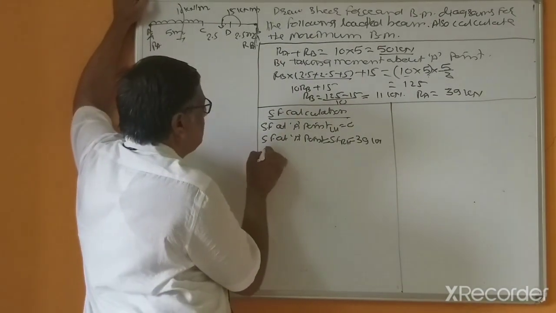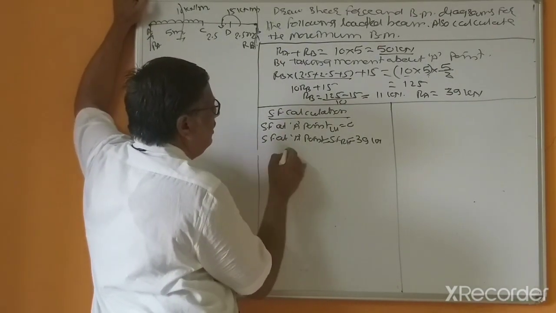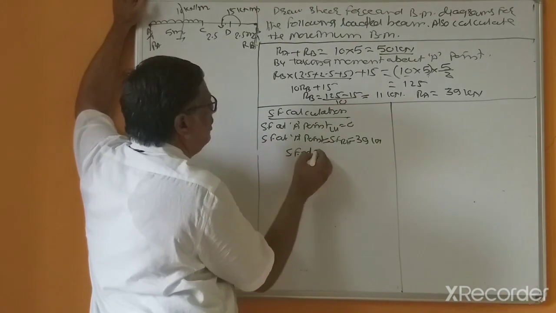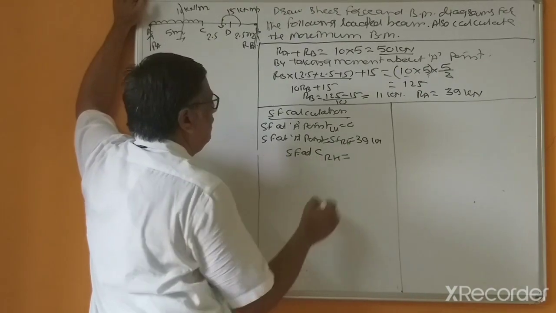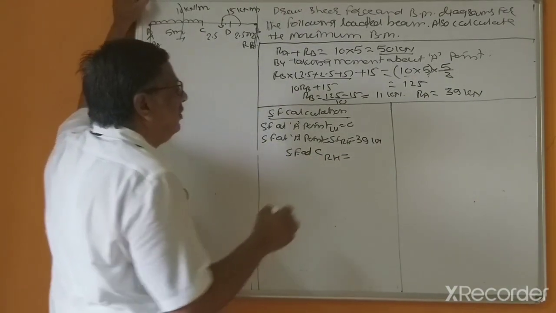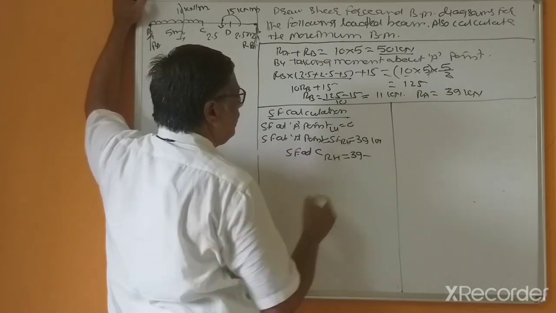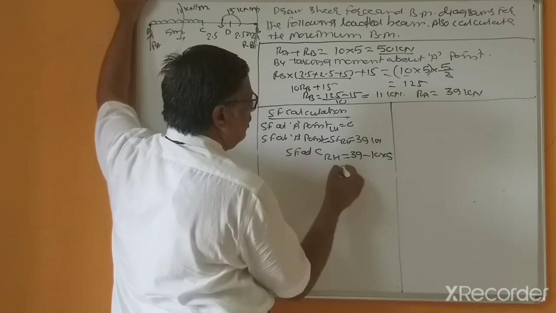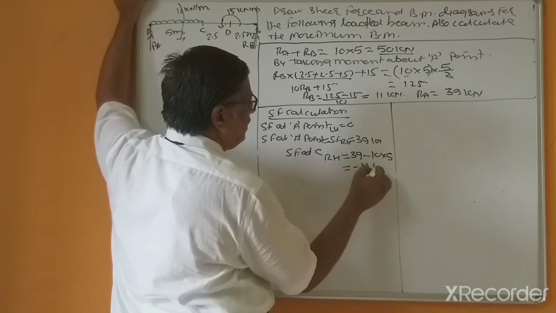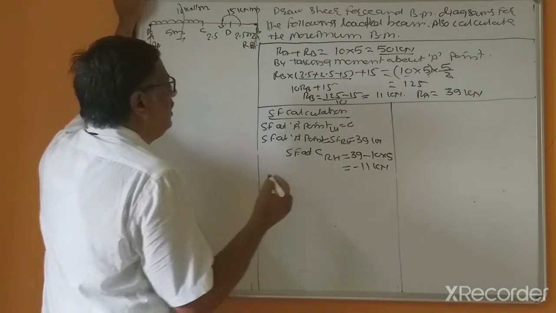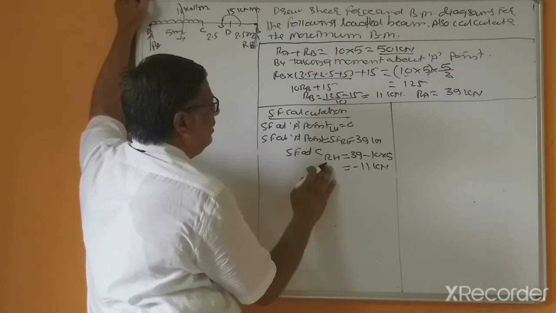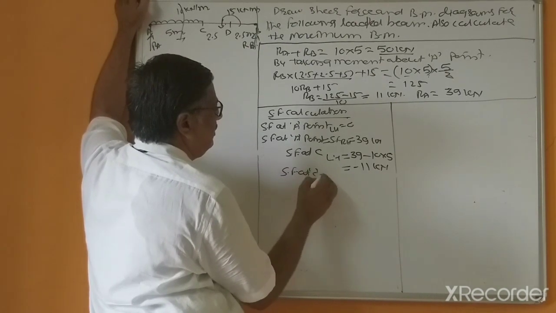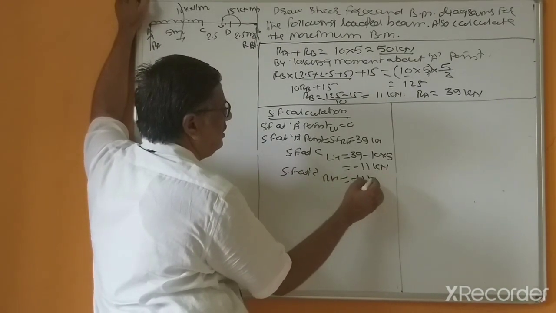Now shear force, or briefly SF, at C point, right hand side: upward force 39 minus downward force 10 multiplied by 5, and this is equal to minus 11 kilonewton. And shear force at C, left hand side, is also the same.